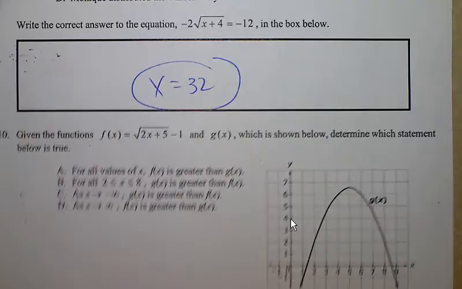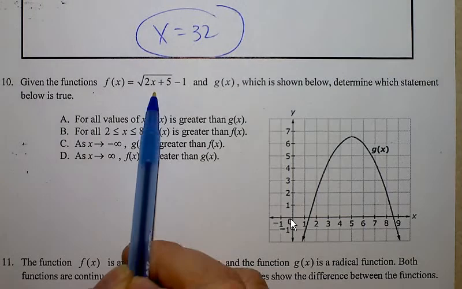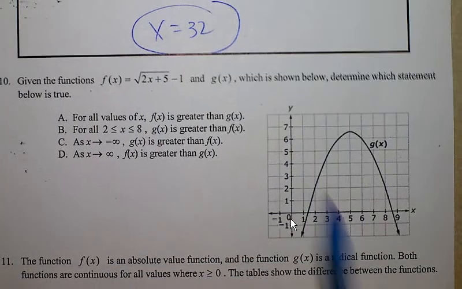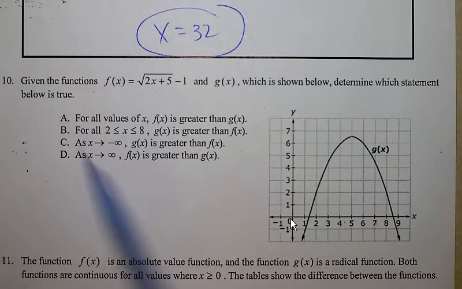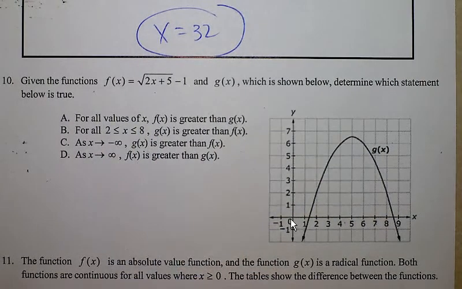Okay, going on to number 10. Given this function and what we see in g of x, so we have a quadratic and we have a radical. And we want to look here to determine which ones are true. Okay, so we have this one.